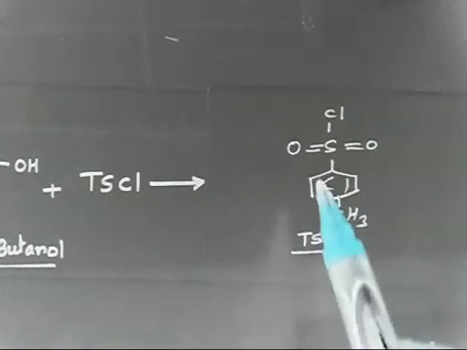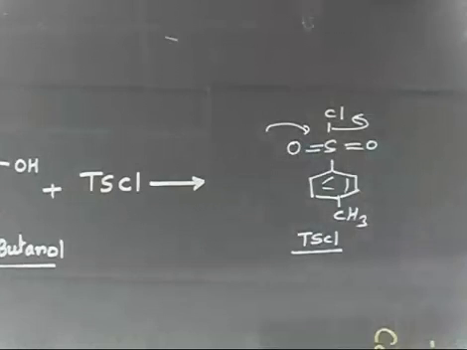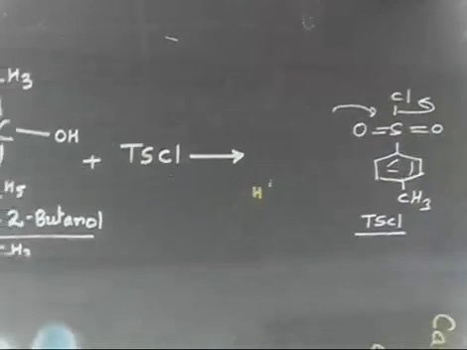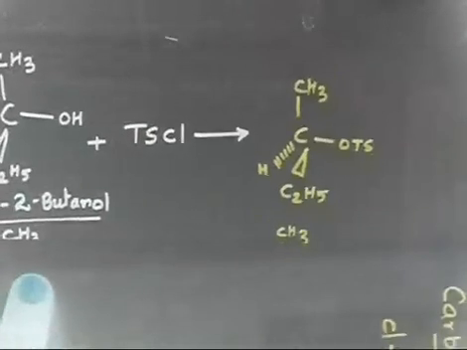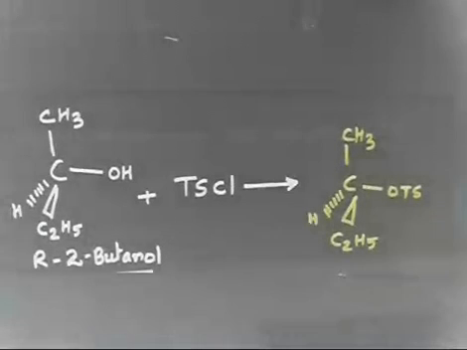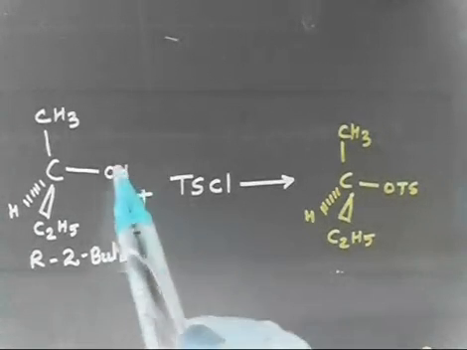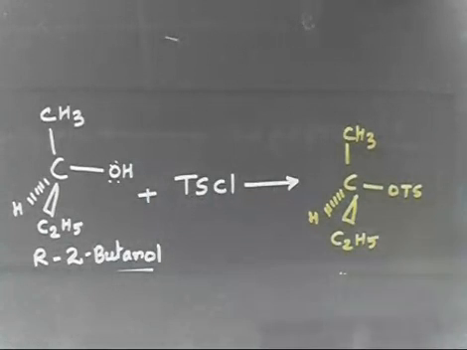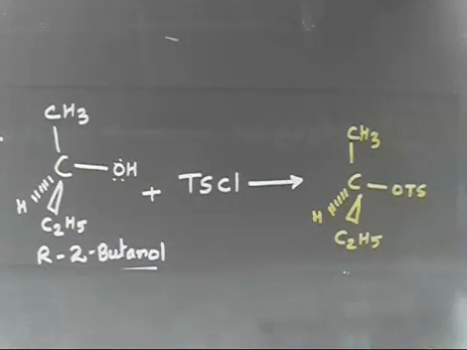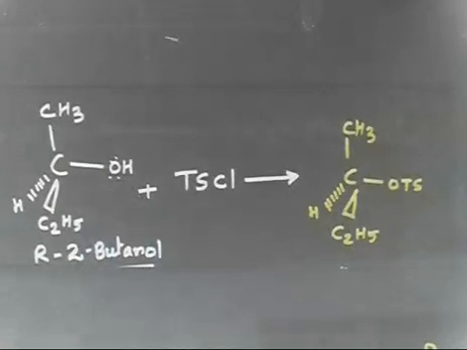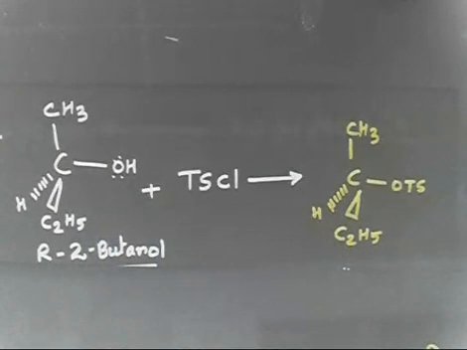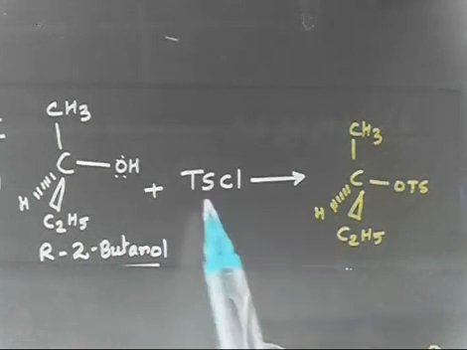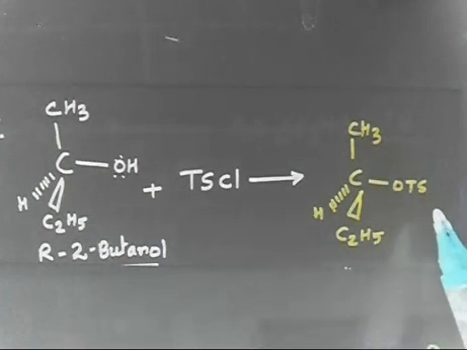Okay. So what happens on this? The lone pair attacks, Cl goes. So basically we will have OTs attached. Let me write down the product. You will have this lone pair attack, Cl will go. So finally we'll have OTs. This is basically a good way to make alcohol a good leaving group. OH is not a good leaving group. If I add TsCl, now it becomes a good leaving group.